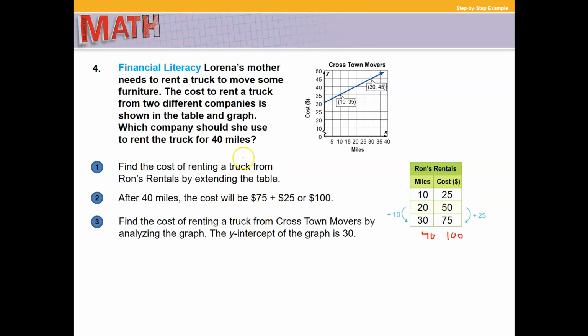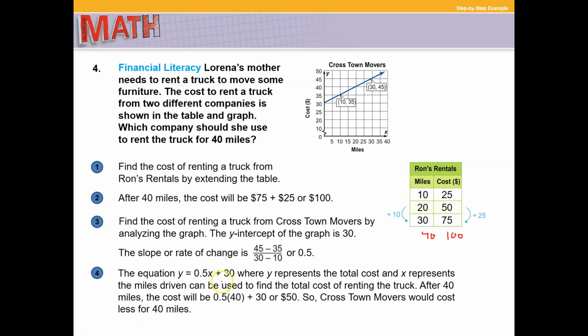Find the cost from renting Crosstown Movers. Well, if we look, we have to find our rate of change, which is 0.5. So our equation would be 0.5 times 40 plus 30. 30 is our y-intercept. So if we multiply that out, it would cost $50. Crosstown Movers would cost less for $40.